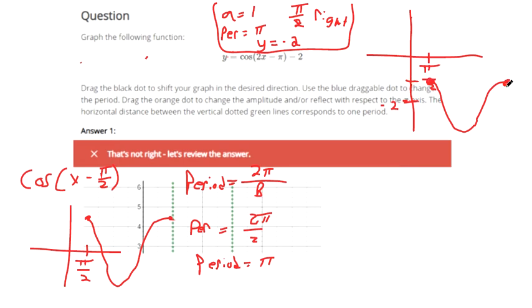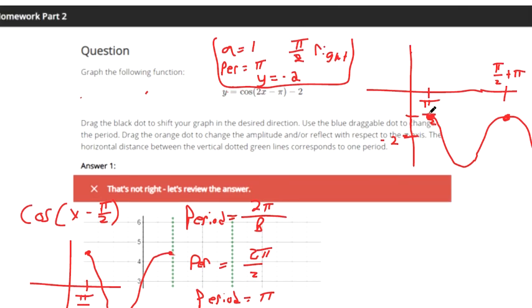And then for the period, I just need to make a note that this is going to be pi over 2 plus pi, which would give you 3 pi over 2. This is when the graph starts repeating itself, because it started at pi over 2. If you add pi units to it, then it should start to repeat itself at 3 pi over 2, because you add one period to it. And I think that's everything. Once you move those dots, it should be the graph.